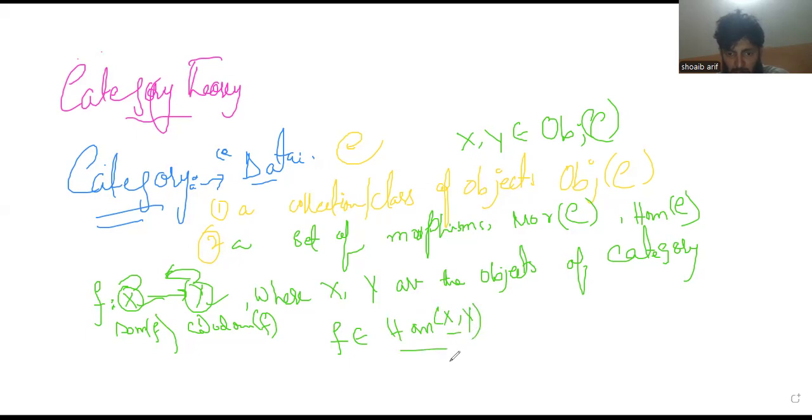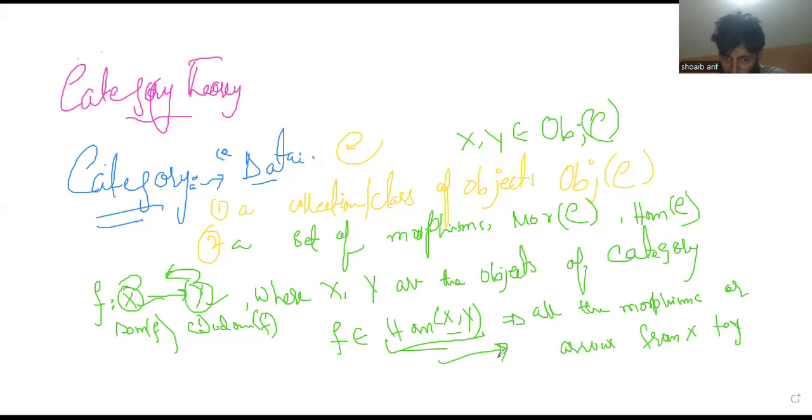What is the explanation of hom of X, Y? This means all the morphisms or arrows from X to Y. The hom collection means the set of all the morphisms or arrows from X to Y. There are many morphisms from X to Y belonging to this set. This is a collection of morphisms from X to Y.